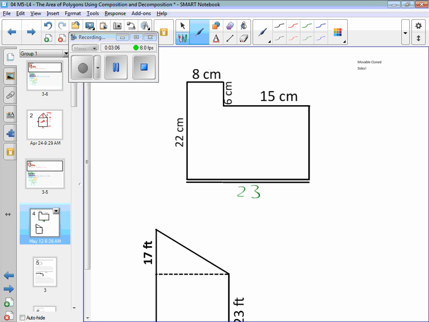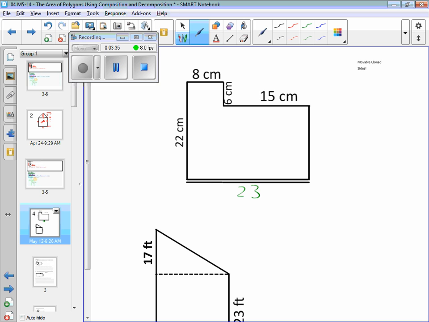Okay? What we learn, if this makes sense, tell me if this makes sense. This is a horizontal line, right? And my 15 is horizontal, right? It means it goes left to right. My two horizontal pieces have to add up to my whole entire bottom horizontal piece. Does that make sense? Right? My two horizontal pieces, my 8 and 15, all my horizontal parts need to add up to my horizontal whole, which is 8 plus 15 in this case.